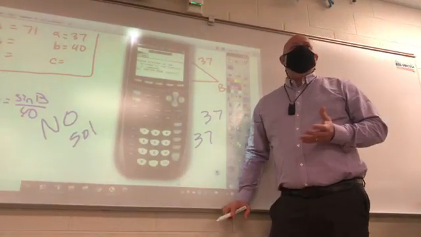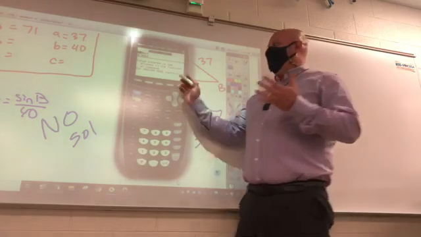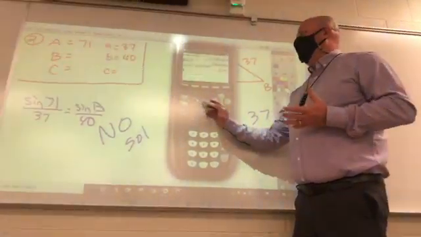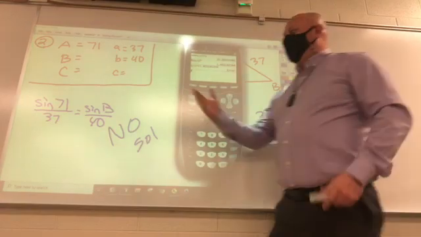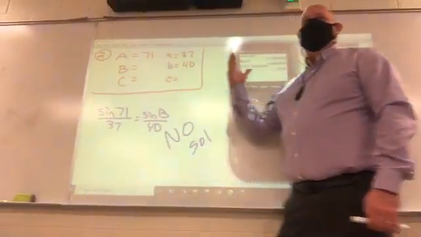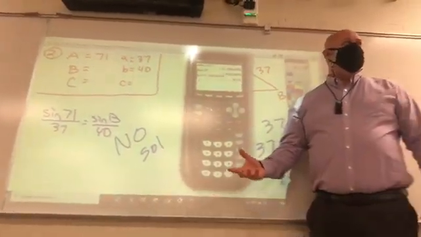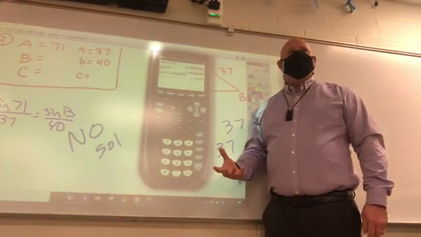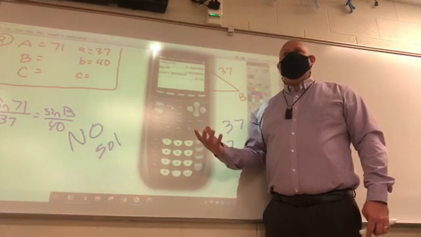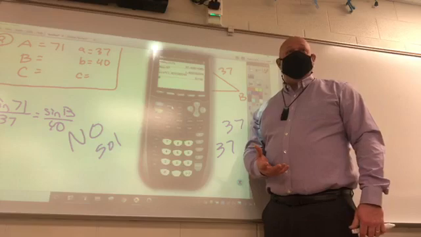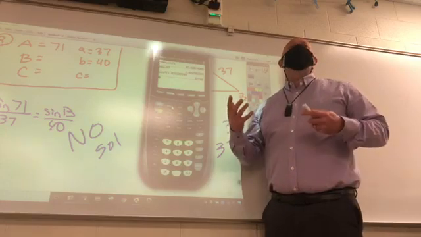Why is this saying an error? I'm not doing mathematically anything wrong here. I set up my proportion perfectly. I typed it in perfectly. Why am I getting an error? Because I'm trying to find a triangle that doesn't exist, right? So something weird should happen.